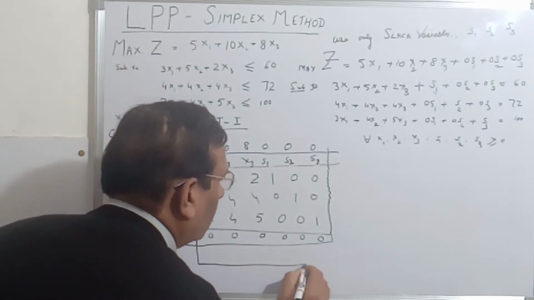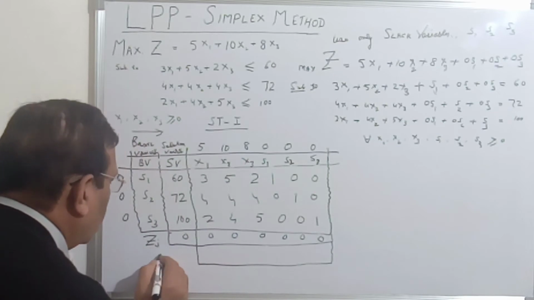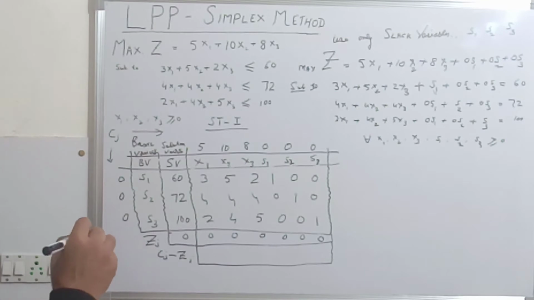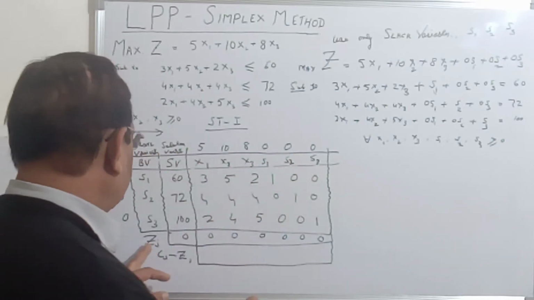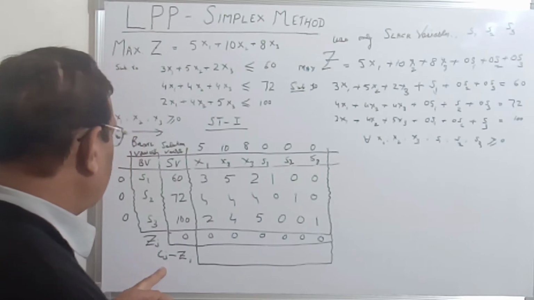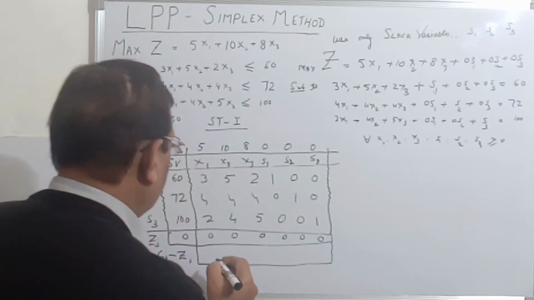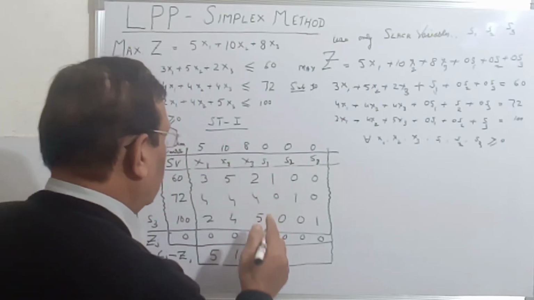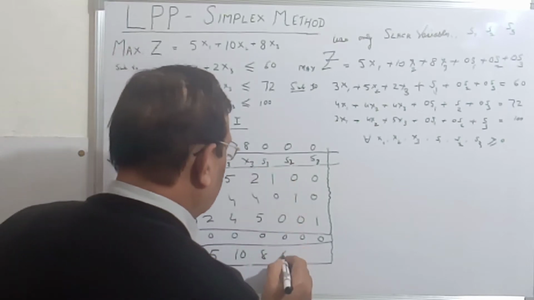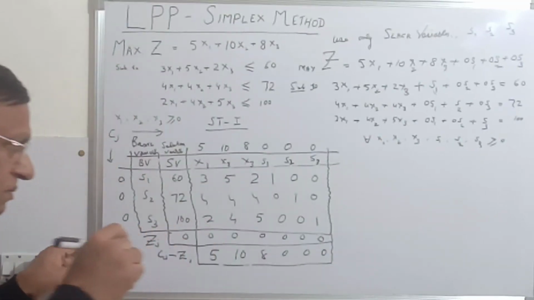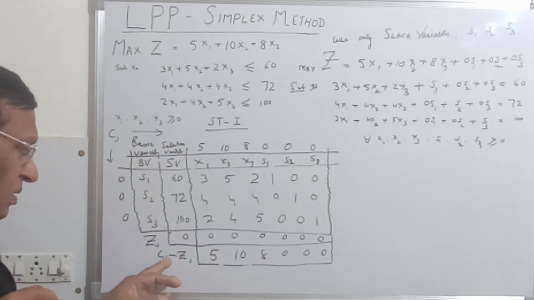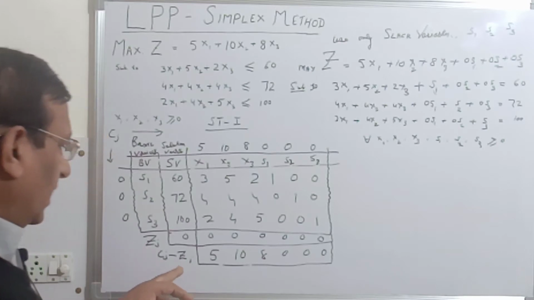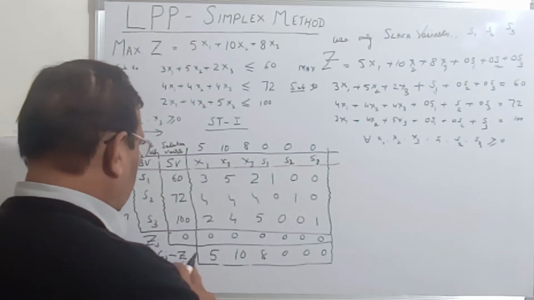Now Cj minus Zj. These are Cj, these are Zj. Now you have to calculate Cj minus Zj. 5 minus 0, 5. 10 minus 0, 10. 8 minus 0, 8. 0 minus 0, 0, 0, 0. This is a very important calculation, Cj minus Zj. Now you have to study your Cj minus Zj.